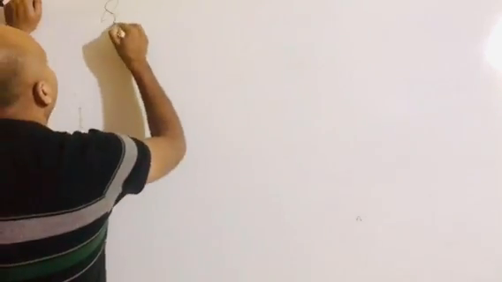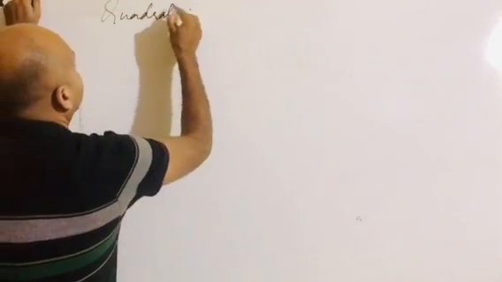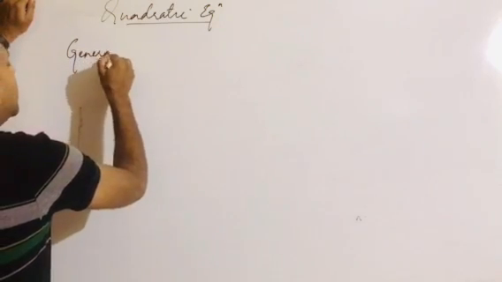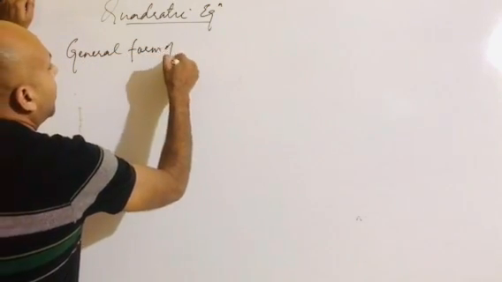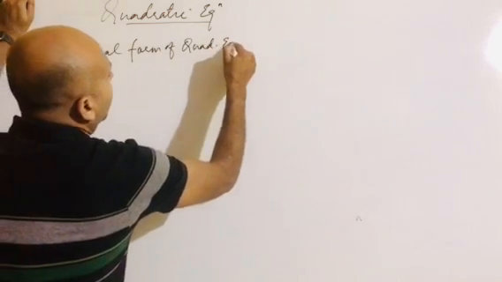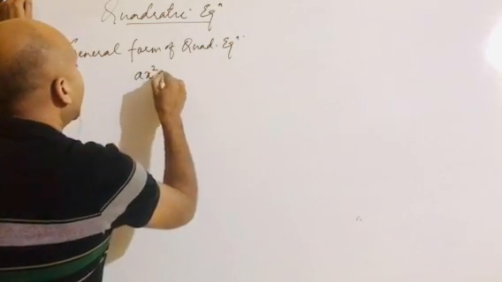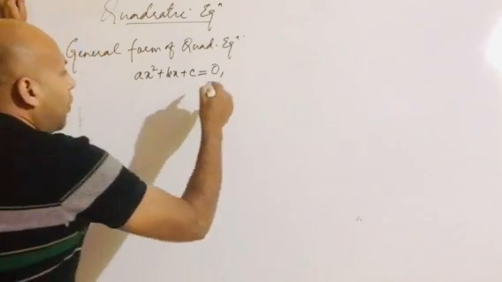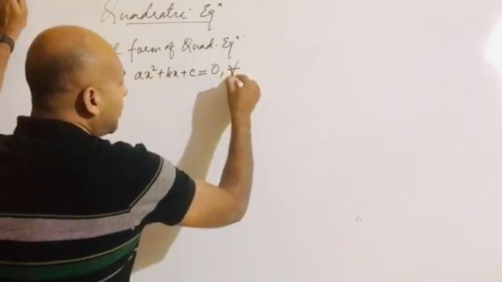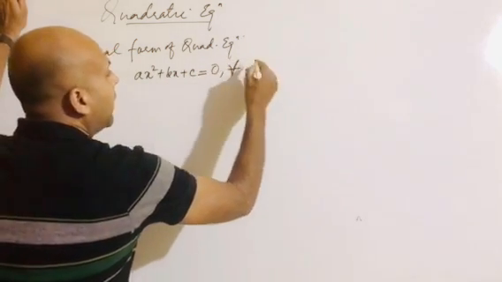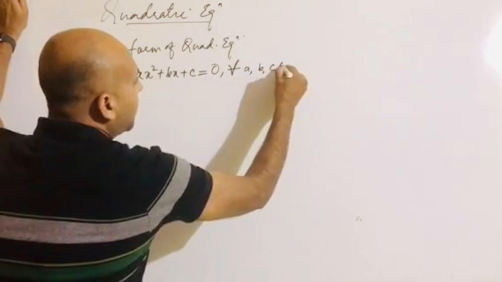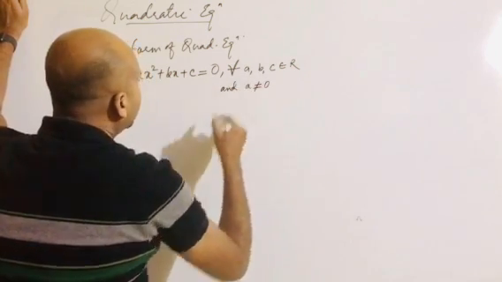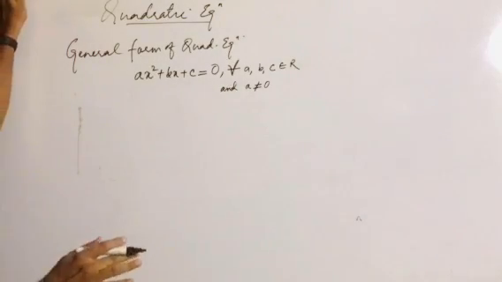If somebody asks you what is the meaning of a quadratic equation, you know that there is a general form of quadratic equation. So what is the general form? It is ax square plus bx plus c is equal to 0, for all values of a, b and c belonging to real numbers, and a will never be equal to 0. This is a symbol, children, which you should always remember. So this is called the general form of quadratic equation.